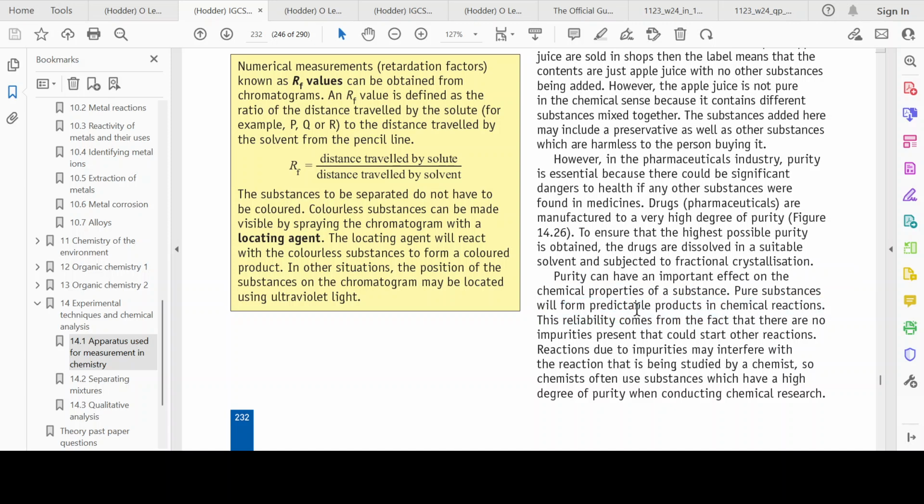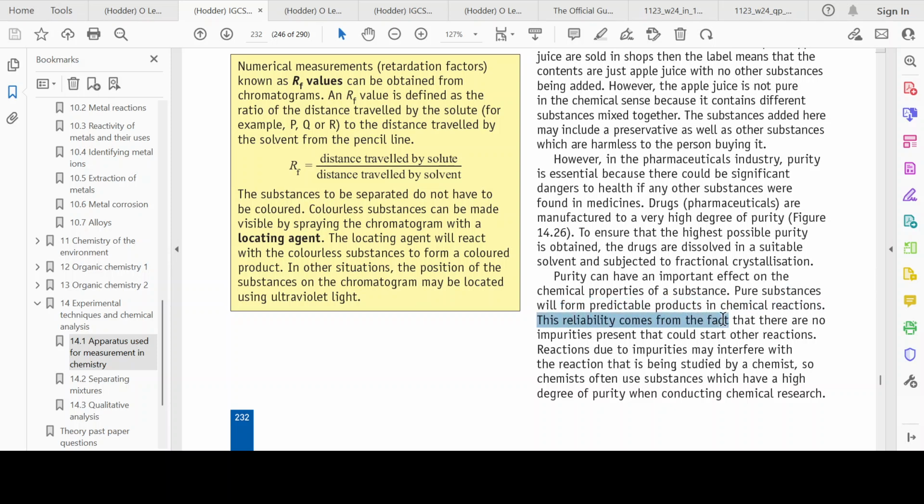We did percentage purity of sodium hydrogen carbonate in stoichiometry. If you're using pure sodium hydrogen carbonate for a reaction, you know what you're going to get. And if you've got impurities and they react as well, you'll get some other stuff that you weren't expecting. Those are unknowns, and you don't normally want that. So pure substances will form predictable products in chemical reactions.